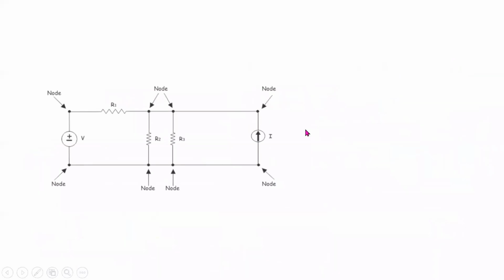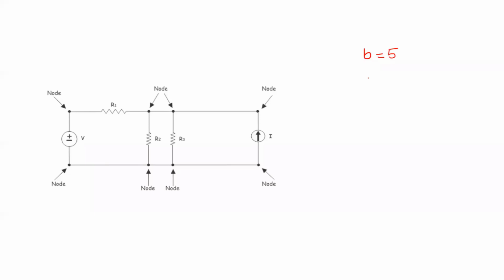Verify number of branches in this circuit. Your answer should be sent in the chat box. For this circuit, how many branches are there? 1, 2, 3, 4, 5. 5 is the right answer.